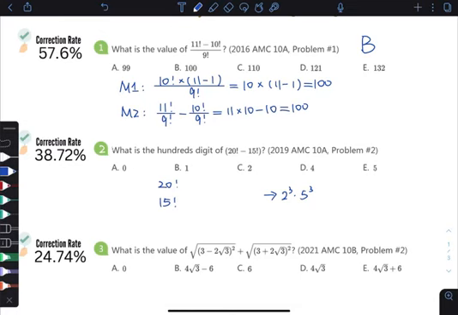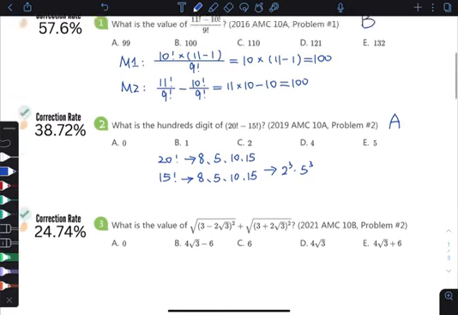As for factorial of 20, you can see we have an 8 as one of the factors, and also you have a 5, you have a 10, you have a 15. Similarly, by doing similar analysis, 8 is included in the product when we calculate factorial of 15, as well as 5, 10, and 15. So now we know both of the numbers are divisible by 1,000, which means the hundredth digit for the two numbers are both 0. So we should choose option A. The answer is 0.